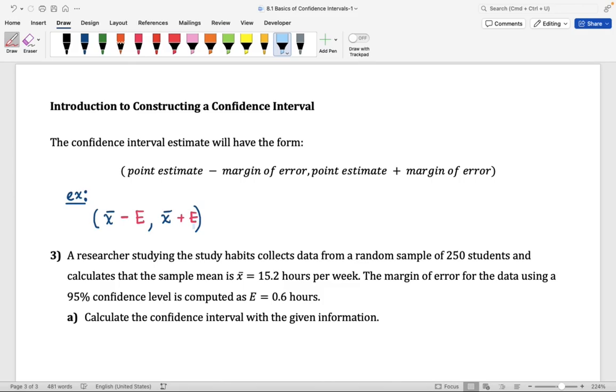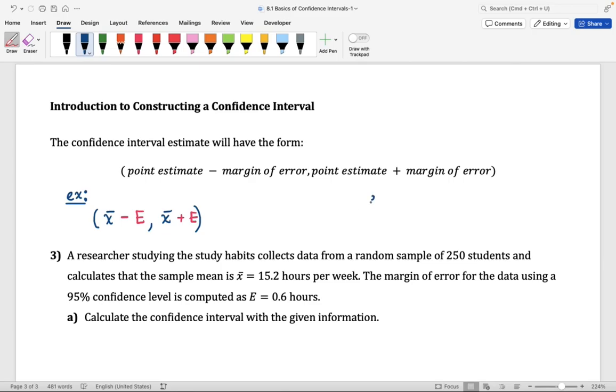The only thing I'm going to mention about the margin of error here is that this value is going to determine the width of your interval. We are seeing that the confidence interval is constructed by adding and subtracting the margin of error. And so we can see that the margin of error is going to determine the width of our confidence interval.